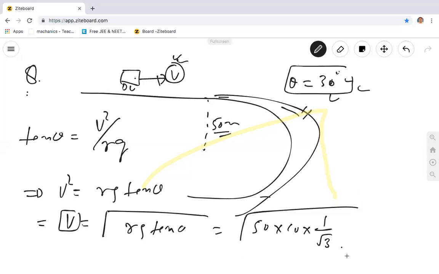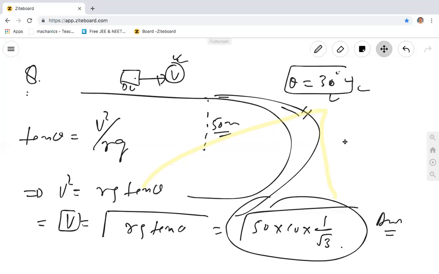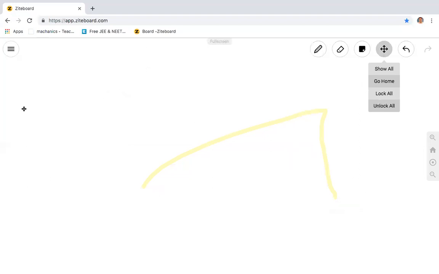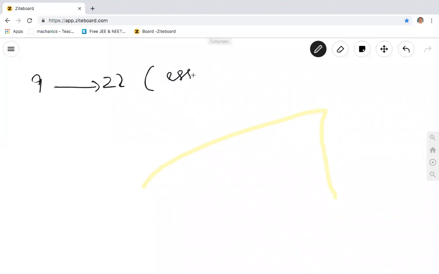You can substitute the values and get the answer. Now tomorrow I want that you try to solve the questions from AC Verma from 9th up to 22. It is your assignment.